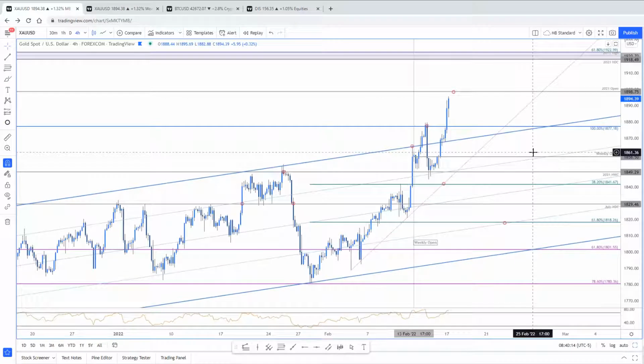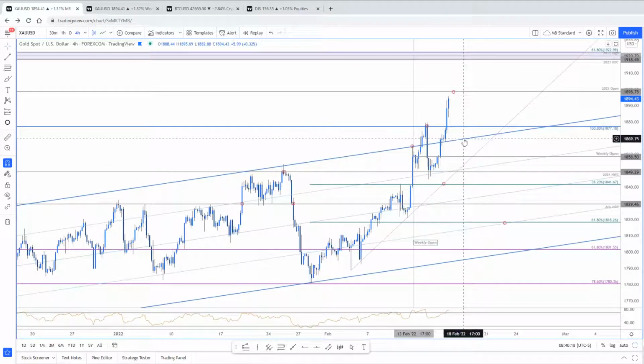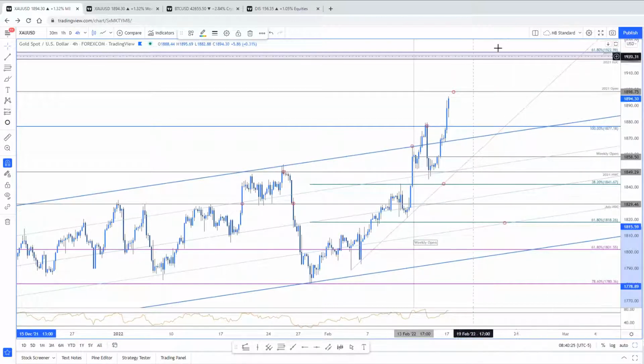It has to close the week above this slope, guys. If it doesn't, then this would be a false break scenario. But as long as we stay above 1870, let's call it, you're looking for 1898 and 1918, 1920. Critical levels. All right. That's number one and number two.